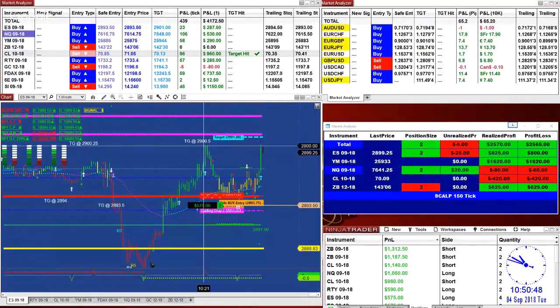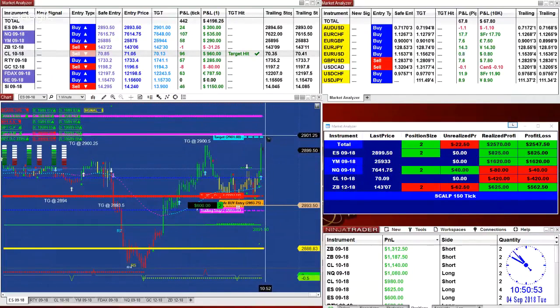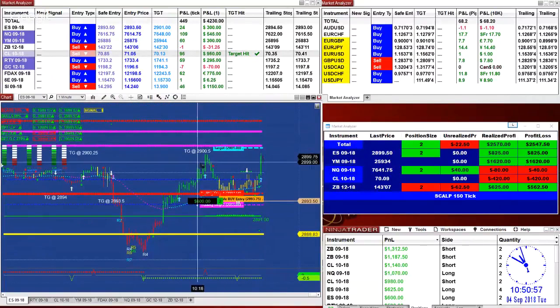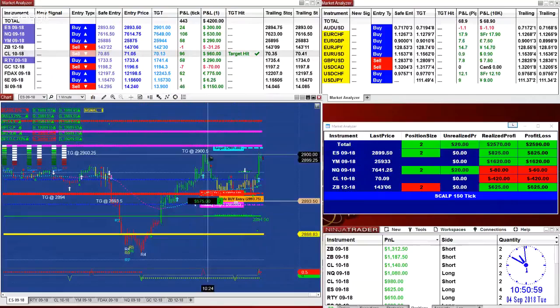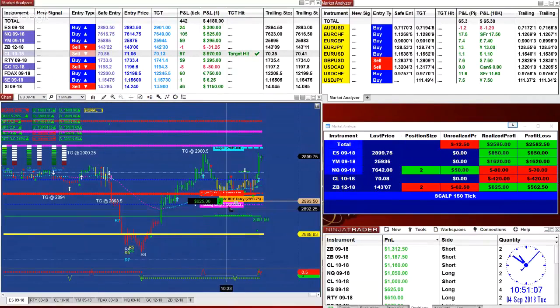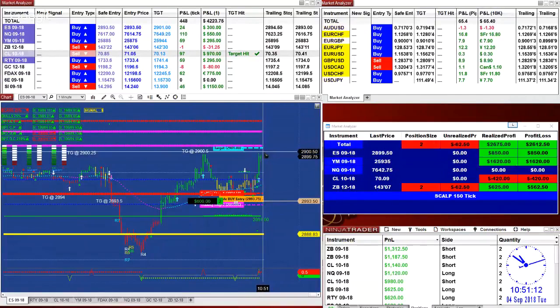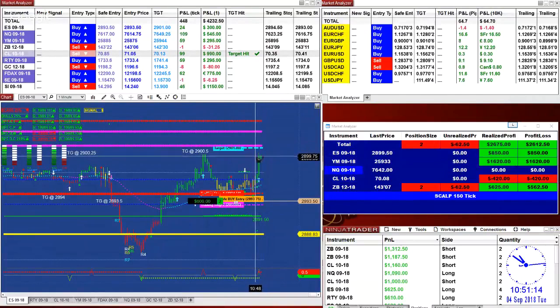Okay, the ES is 1050. Look, the ES tried to hit this target at the beginning, and now it's trying to retest the same number, the 2900. If you followed us on this re-entry, don't expect anything above those numbers on the ES. Call it off.